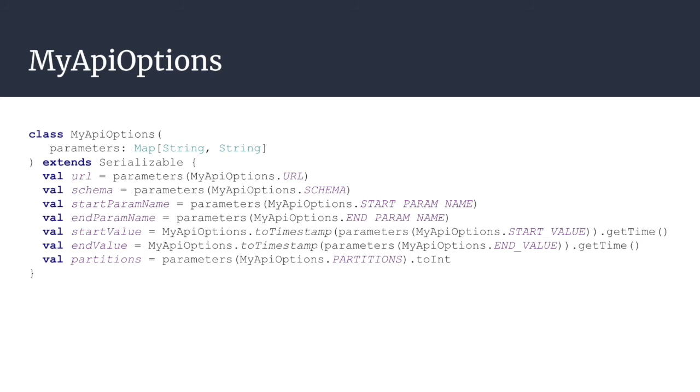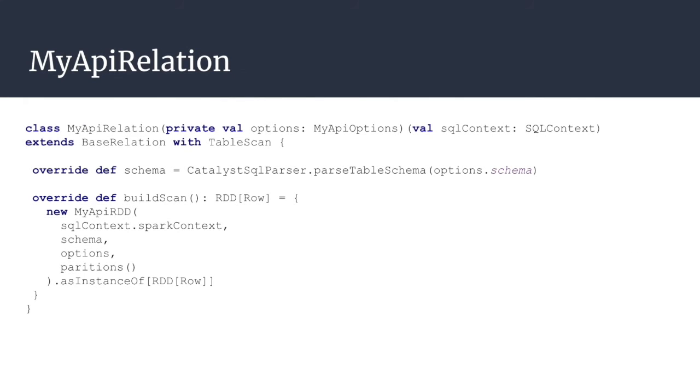The MyApiOptions class contains all the options we need to take in from the user. The base URL from the API, the schema of the data we will receive from the API, and the start and end parameter names and values we want to extract from. And finally, the partitions value, which decides how much we want to parallelize the work of extracting this data. Now to define the relation we want to return in our data source. The relation consists of a schema and a buildScan method, which returns the raw data in the form of an RDD. For this schema, we parse it from the user's input, but for other data sources like database tables, the schema can be constructed from a query from the table.